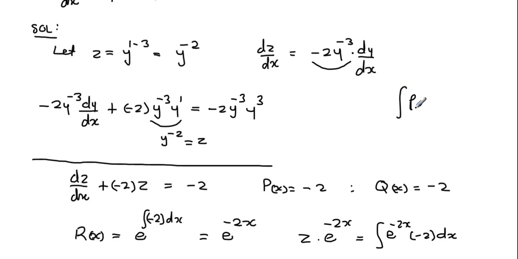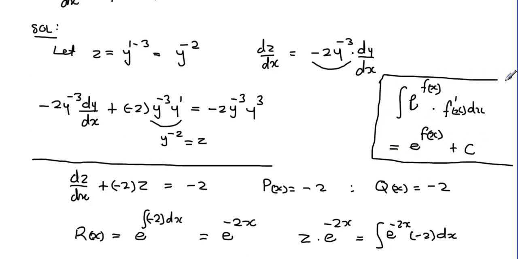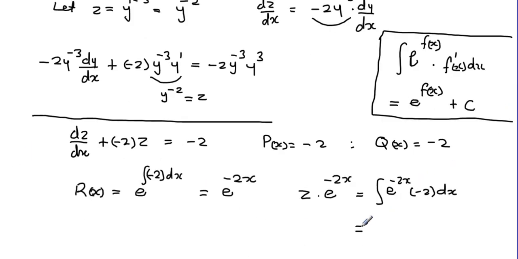We're integrating e to the power of f of x multiplied by the derivative of f of x. We know that standard integral will simply be e to the power f of x plus c. That you must have in your mind, and that's what you're supposed to know. So applying that here, we'll simply get e to the power minus 2x plus an undetermined coefficient c.